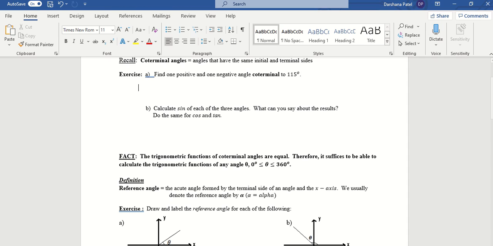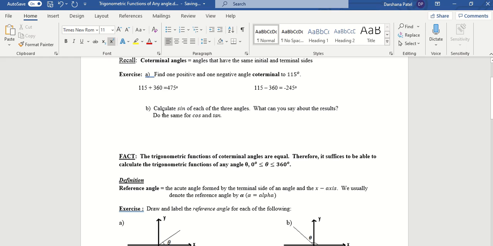So what we can do here is 115 plus 360 to get a positive one, and then 115 minus 360 to get a negative one. The negative one will be negative 245 degrees, and for the positive one, when we add, we will get 475 degrees, and these both are coterminal angles to each other.